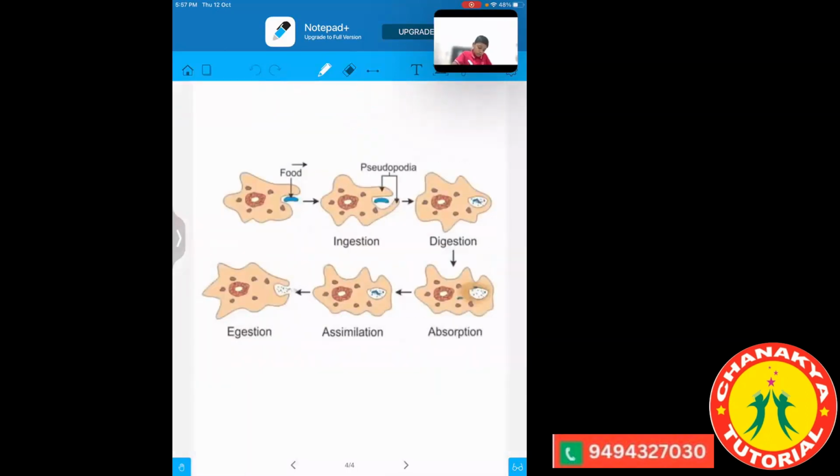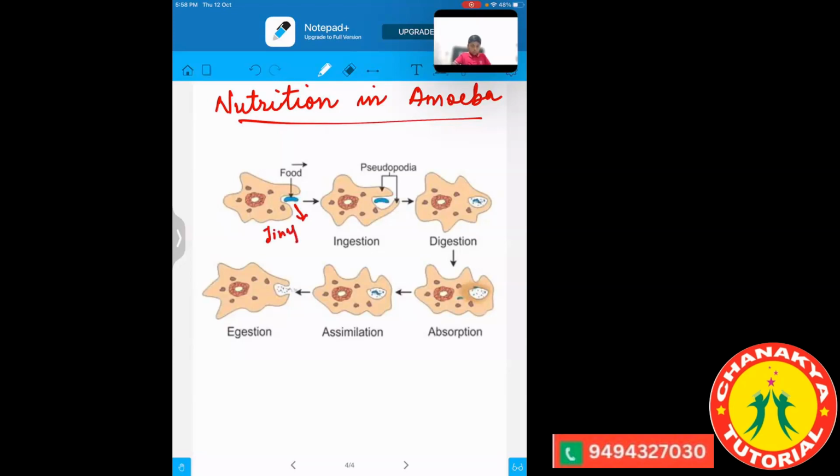Now, coming to the nutrition part. So this is the nutrition in amoeba. How does the amoeba take the food? You can see these different pictures given, 6 pictures on the screen now. This blue color is the food for them, and this food can be tiny plants or tiny insects for the amoeba.